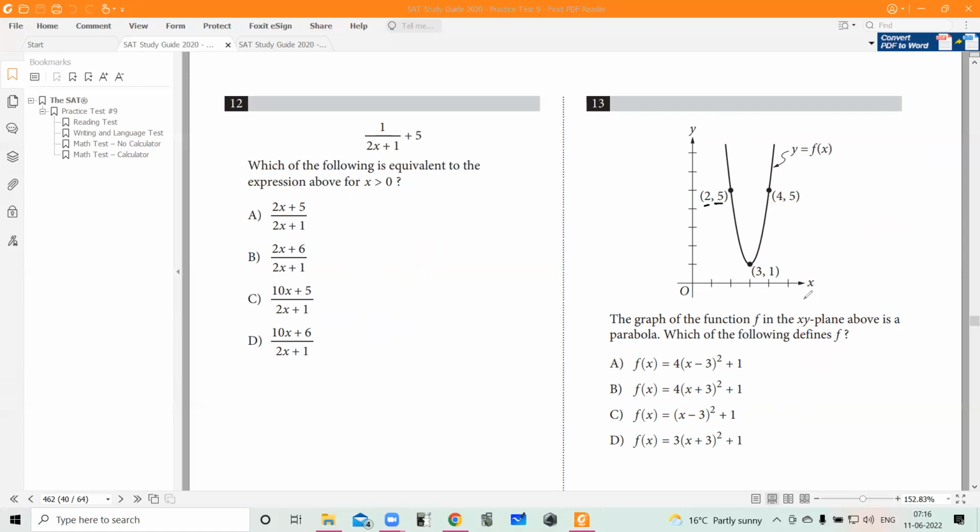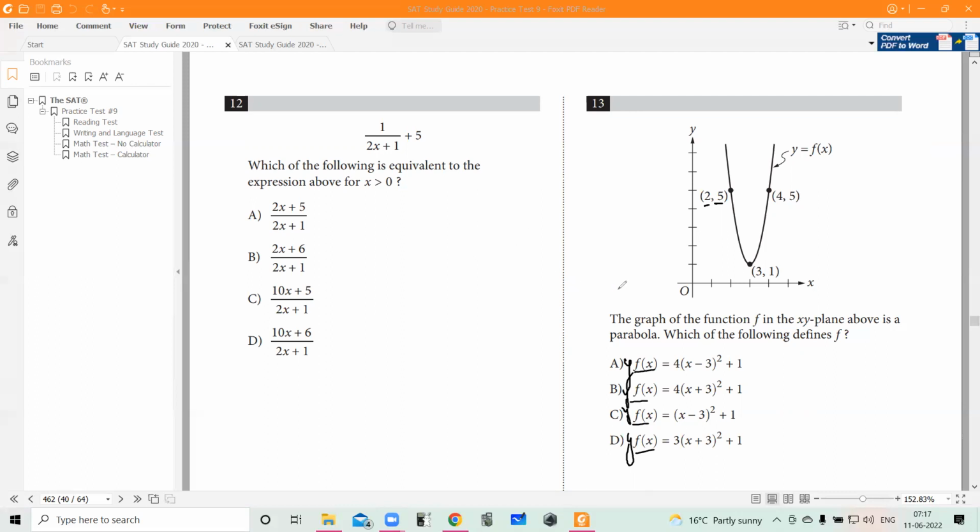4, 5 is on the parabola. 3, 1 is on the parabola. So we can plug in any two numbers and check which parabola is working, like which parabola is giving you left side equal to the right side, as we are doing for the other equations. Yeah. Okay, so y, 5 is equal to 4 times 2 minus 3 squared plus 1. 5 is equal to 4 times negative 1 squared plus 1. Negative 1 squared is 1. So 5 is equal to 4 plus 1.